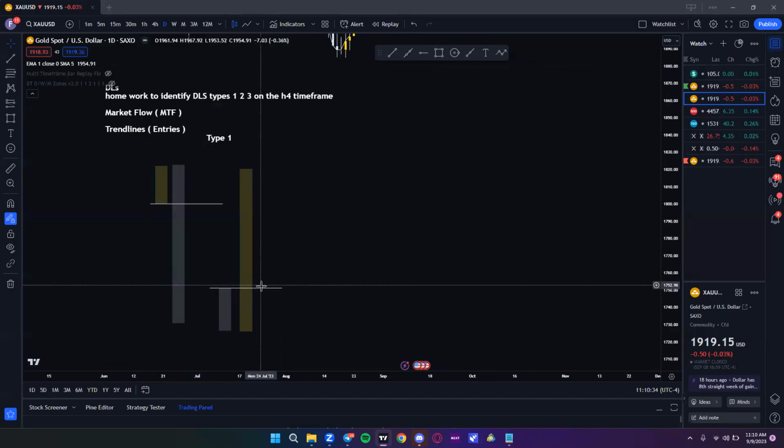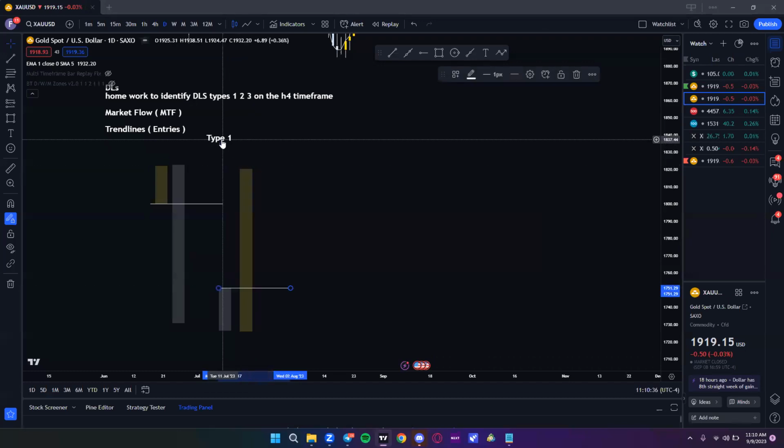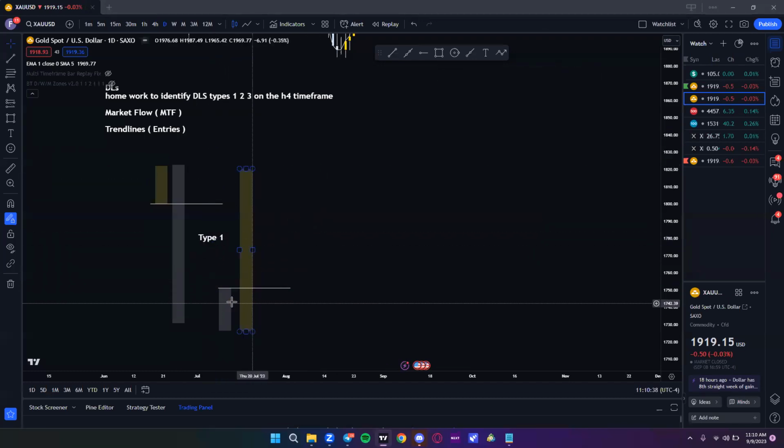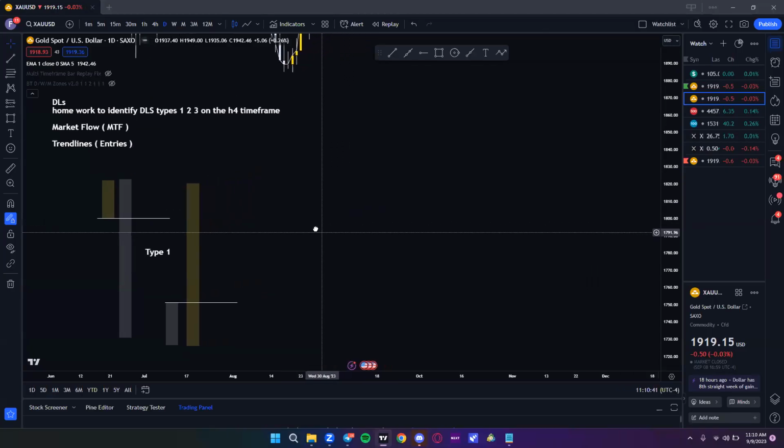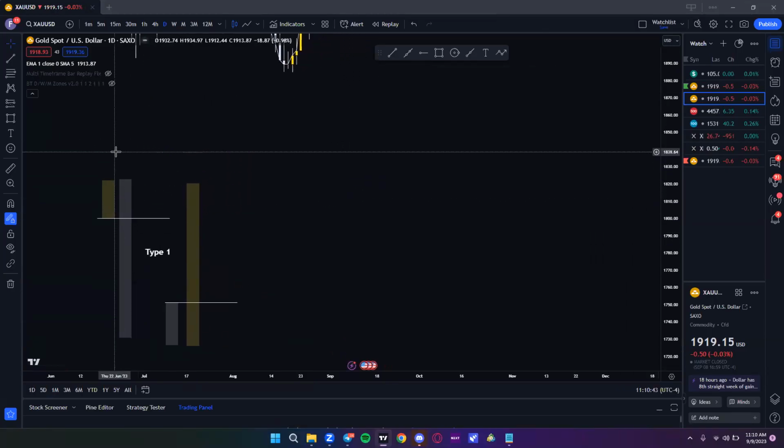And for your bullish example, for type 1, the decision level is this right here. Okay. For this right here.